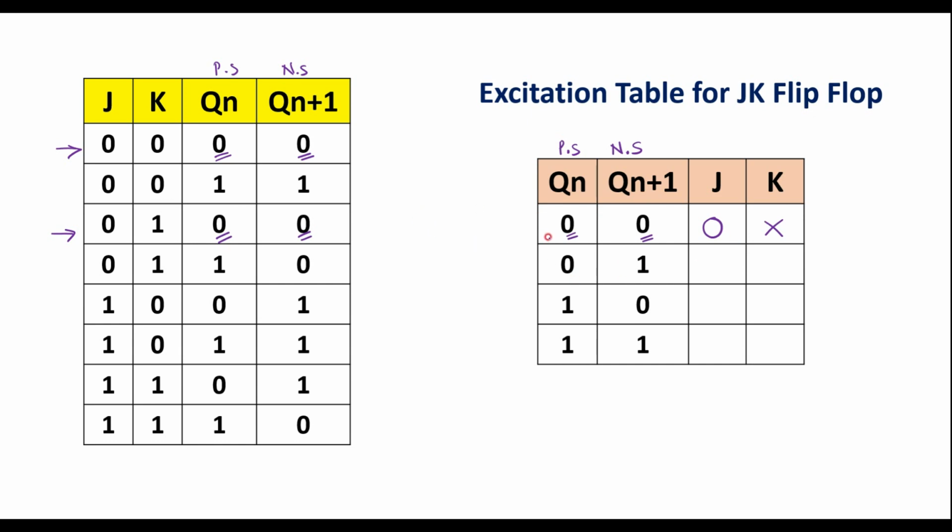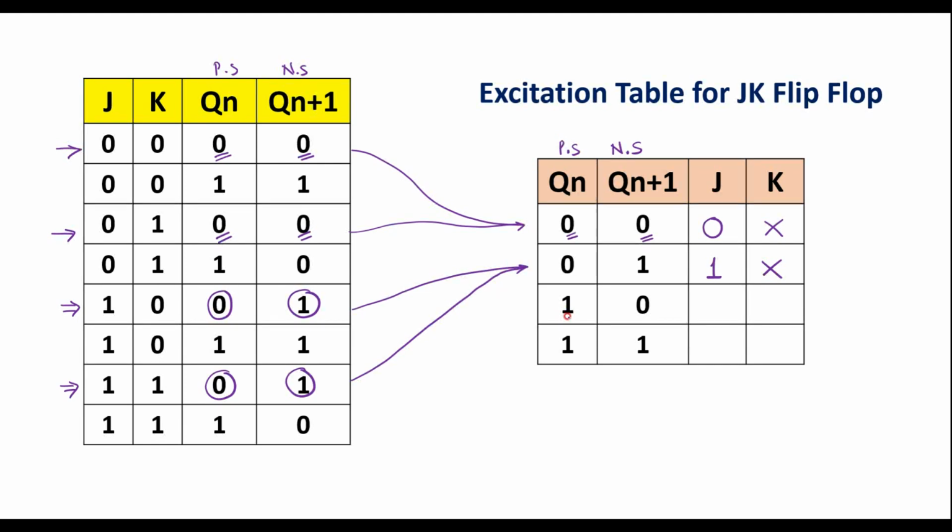Similarly, the first row is derived from this row and this row. Similarly 0, 1. So here we have 0, 1 and here we have 0 and 1. The corresponding inputs are, we have to check these two rows now. Here J is 1, here also J is 1, therefore J will be 1. So here K is 0, here K is 1. So it must be don't care. So thus this row is derived from this row and this row.